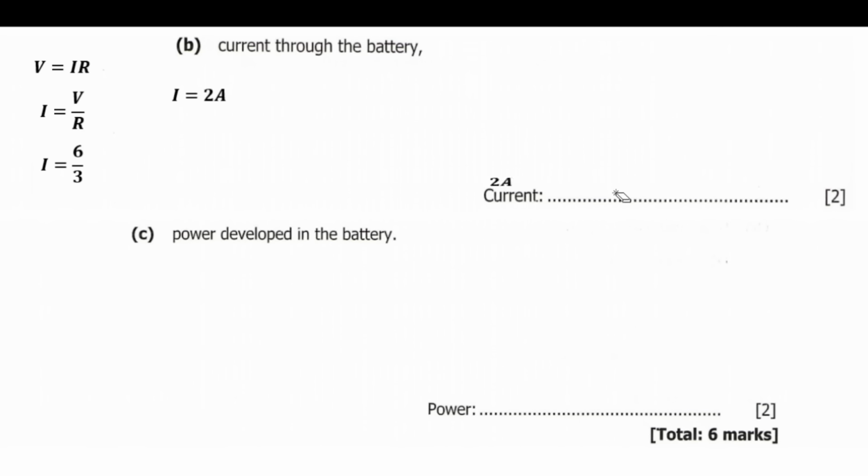So you put your 2 amps there. Then part C, they are saying calculate the power developed in the battery. You know power is equal to current times voltage. Current is 2 and voltage is 6. So 2 times 6, you get 12 watts as your power. Don't forget to put the units.